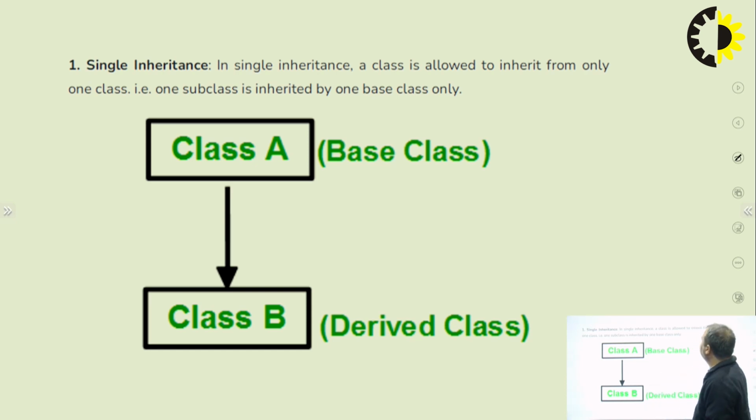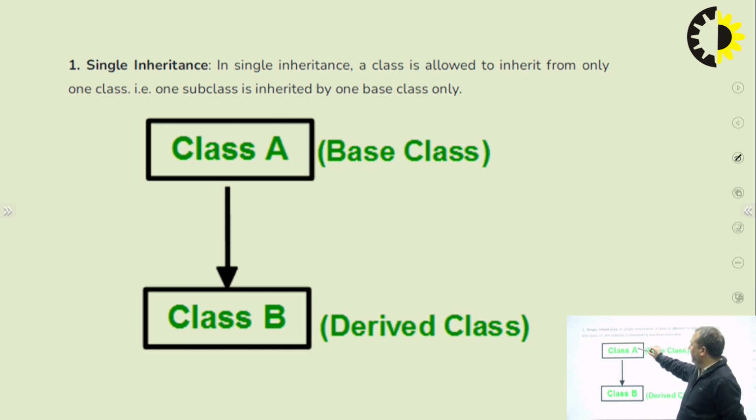In single inheritance, a class is allowed to inherit from only one class. That is, one subclass is inherited by one base class. Okay. So here B inherits just one class A. Okay. So again, what is the meaning of inheriting A? It ultimately becomes all the data, excluding private data.